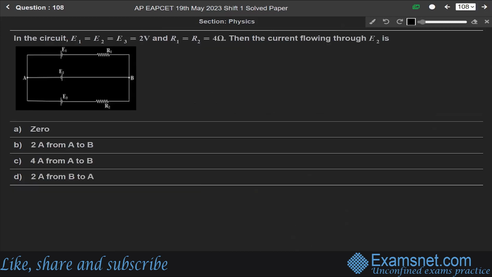Now next question, 108. In the circuit, E1 equals E2 equals E3, given as 2 volt, and R1, R2 are given as 4 ohm. We have to find the current flowing through E2, that is between point A and B. This question is again from the chapter of current electricity.